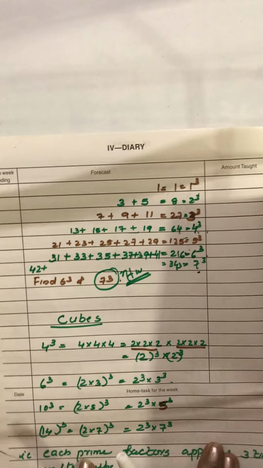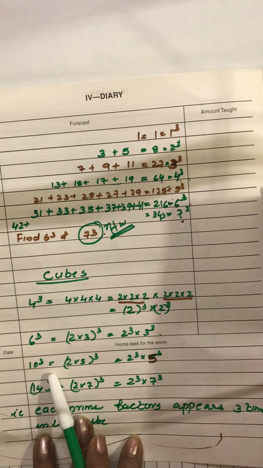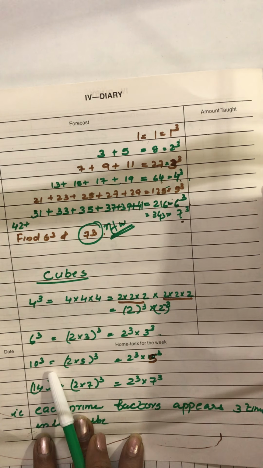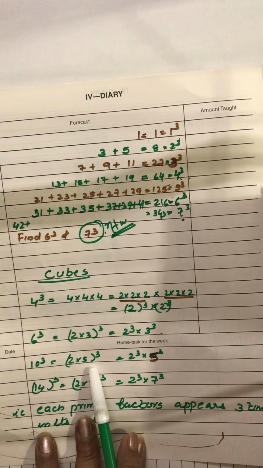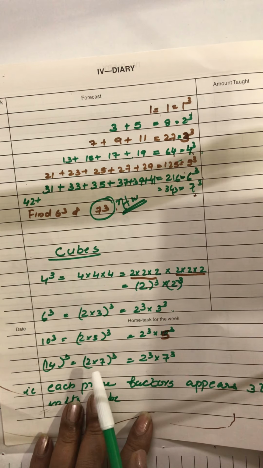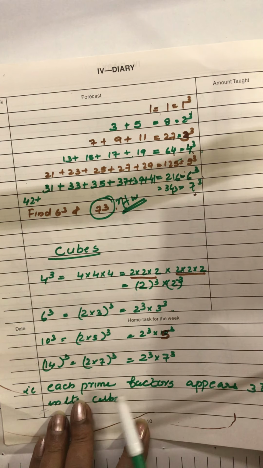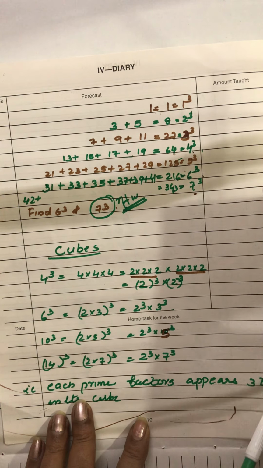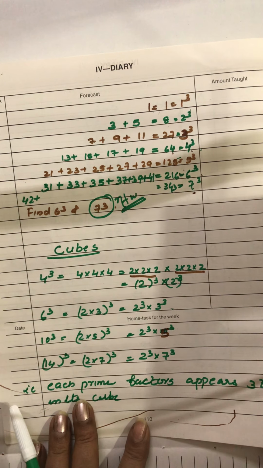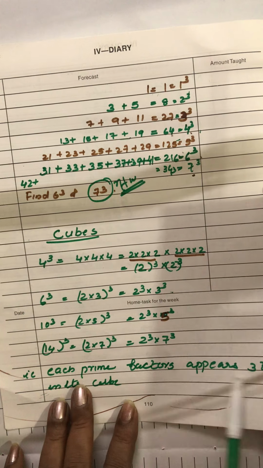And also we have 10 cube is equal to 2 into 5 the whole cube, therefore 2 cube into 5 cube. 14 cube is equal to 2 into 7 the whole cube, 2 cube into 7 cube. Each prime factor appears 3 times in a cube number, that is in a perfect cube number.